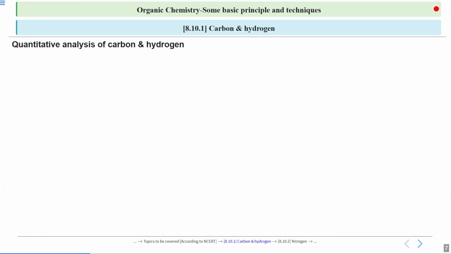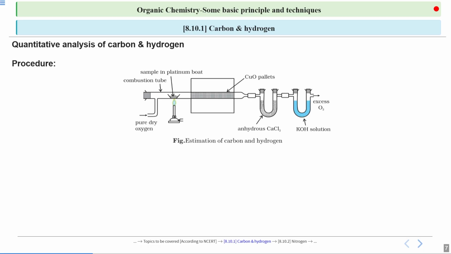Moving on further in the procedure. Now let's study another important part of this procedure, which is absorption. After combustion, the products water and carbon dioxide need to be separated and measured. This is done by passing the gases through specific absorbents that capture each product. Understanding this step is important because it allows us to accurately quantify the amount of carbon and hydrogen present in the original compound.